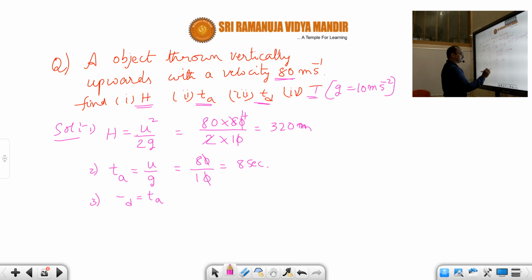Then the fourth one, the total time of flight, capital T. Time of flight is the time of ascent plus time of descent, that is equal to 2u by g.